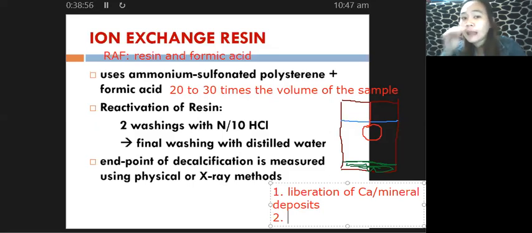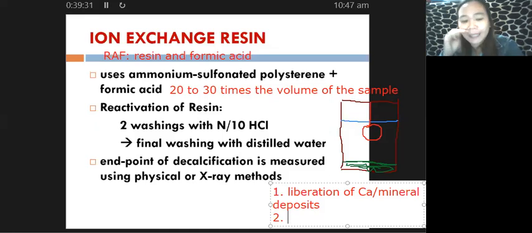So I repeat, the ions will become attracted to your resin. That is why it is called an ion exchange resin. You liberate your mineral deposits or your calcium deposits as ions, in their ionized forms, and the ions will now be sequestered by the resin which is found at the bottom of your container.